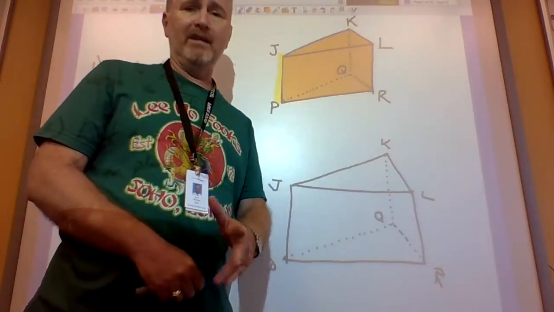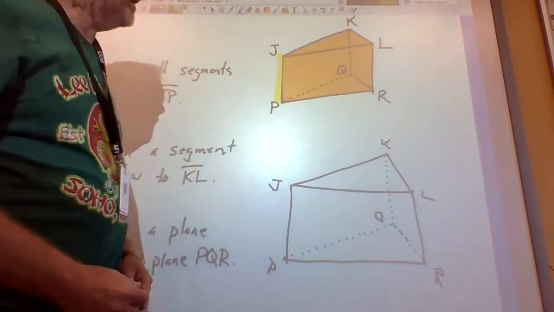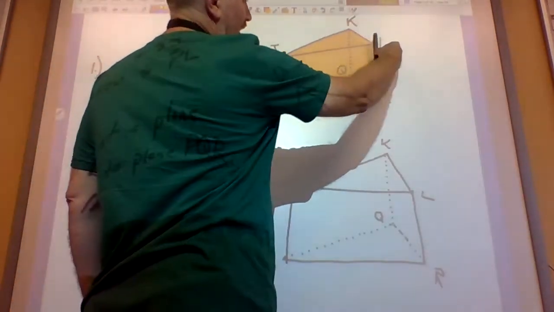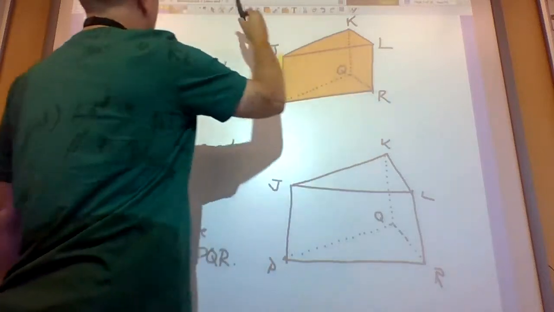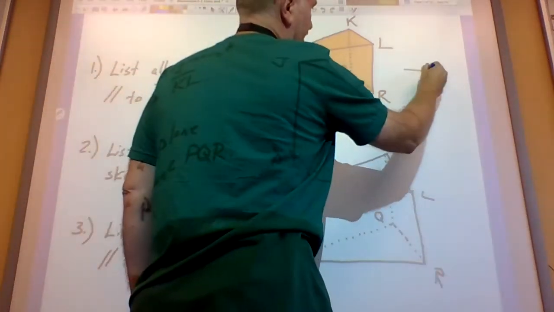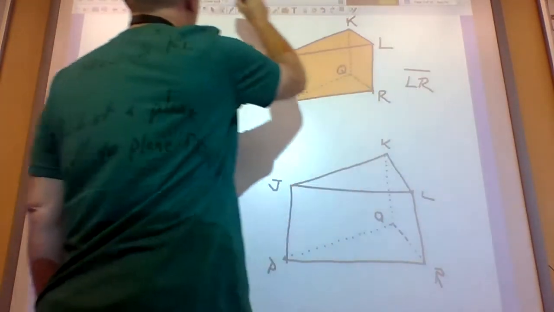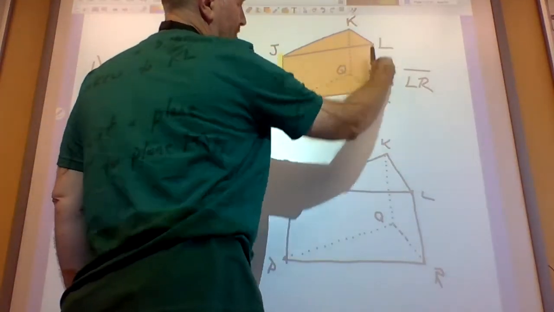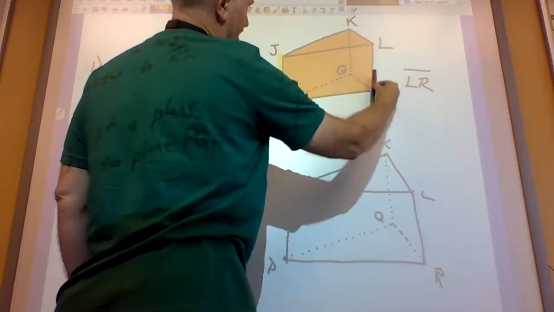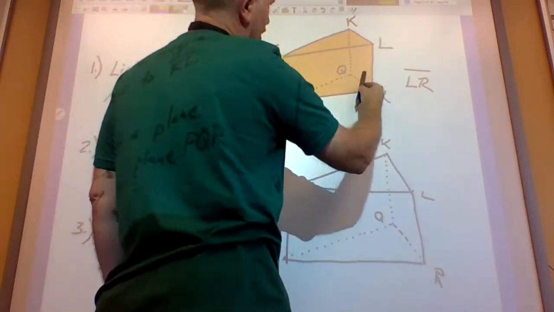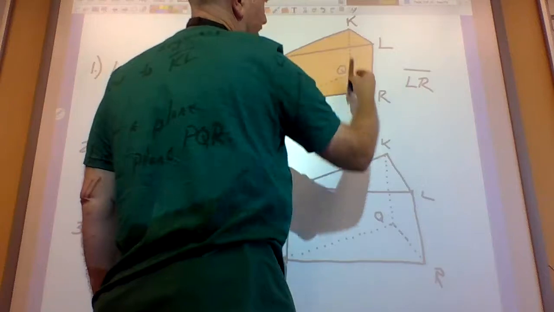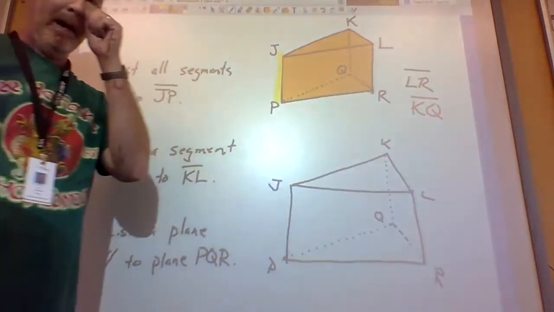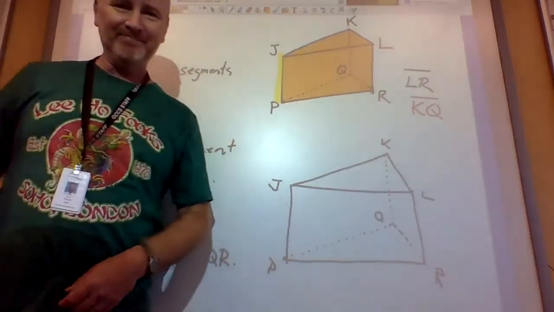Hopefully you paused it and you picked out the ones you thought were parallel. But parallel to JP would be LR. So I'm going to write that down. LR. And so he's parallel. You can see my motion with my pen here. And then those would be parallel. And then one other guy, KQ. He would also be parallel. All right. Any questions on that?